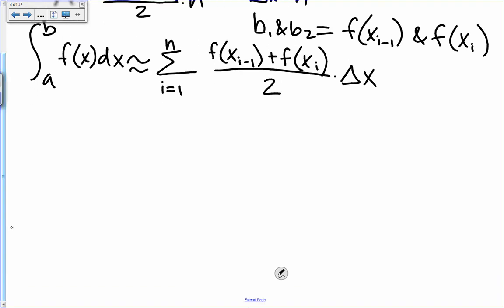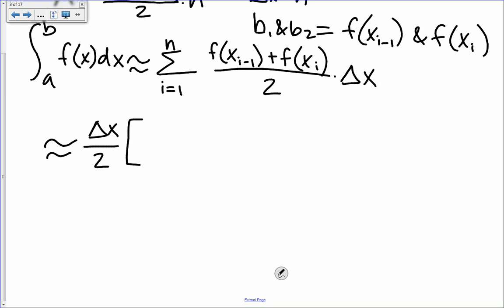But in the end, in this approximation, we are able to factor out our 1/2 and our delta x because those are both going to be constants. So we're able to factor them out to the beginning of the equation. So we have delta x divided by 2. And we are going to multiply that by the sum of all of our bases.